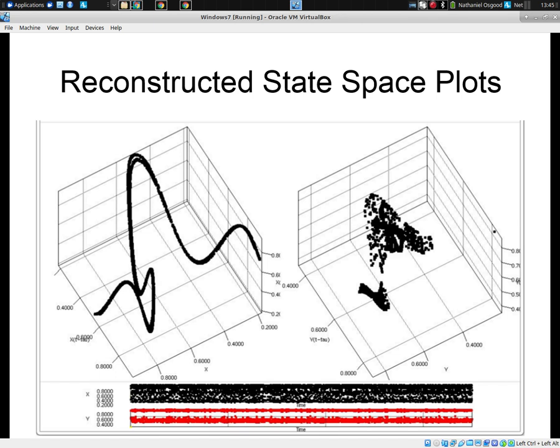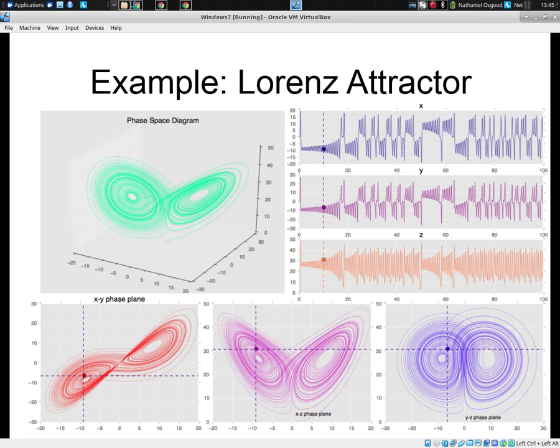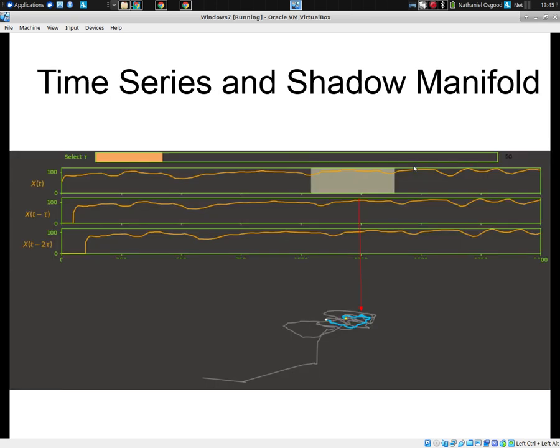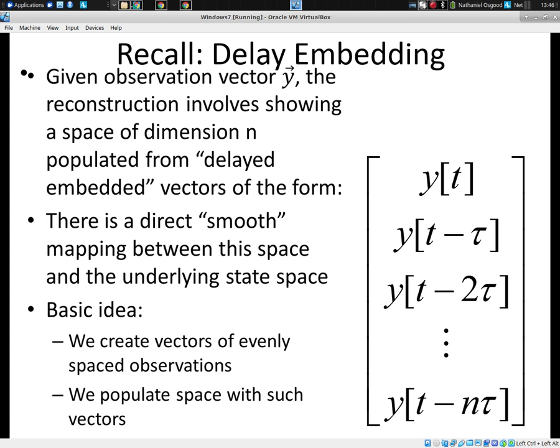It looks like a whole bunch of random transitions here, but there's this orderliness to it. There's a clear object, a clear underlying regularity that underlies that. And similarly for Y, we get a shape in reconstructed state space.